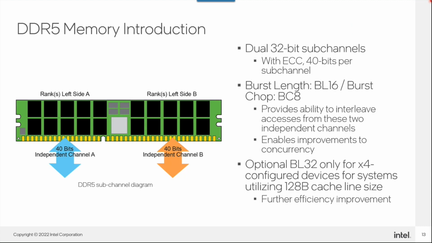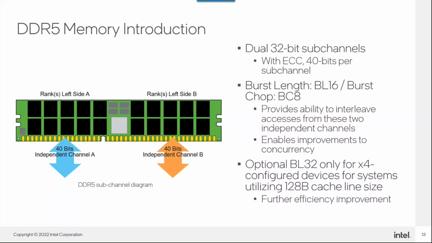Apart from that, for DDR5 we have a burst length and burst chop that were extended to 16 for the burst length and 8 for the burst chop to increase burst payload. A burst length of 16 allows a single burst to access 64 bytes of data, which is typically about a CPU cache line size. It can do this by using only one of the two independent channels, so only half of the DIMM. This provides a significant improvement in concurrency. And then there's also a third option, BL32, which is available only for x4 configured devices, for systems that utilize a 128-byte cache line size. This feature will generally just further improve the efficiency.